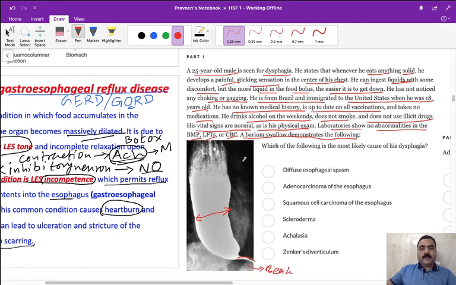In the beak appearance, there is contraction and the food is unable to go down. You can see the food is getting accumulated in the esophagus and it is causing swelling of the esophagus. So that clearly tells you this is achalasia. Which of the following is the most likely cause of his dysphagia? The answer is achalasia, and this is very classic. Whenever you see a bird beak appearance in the lower esophageal part, you have to understand it is achalasia.